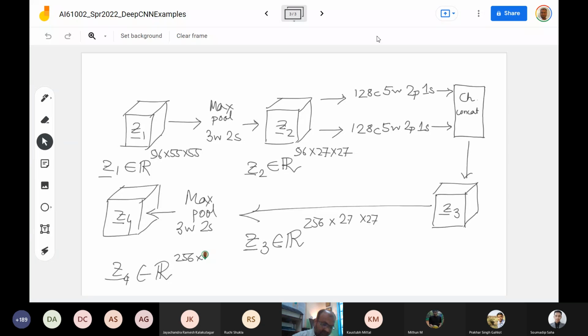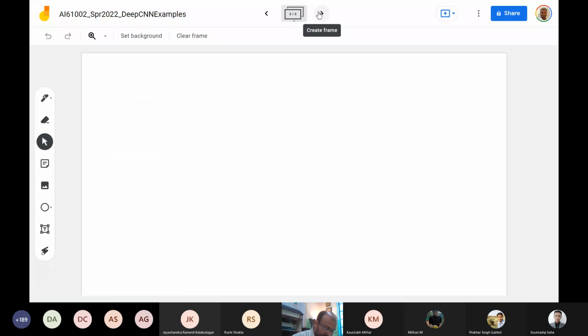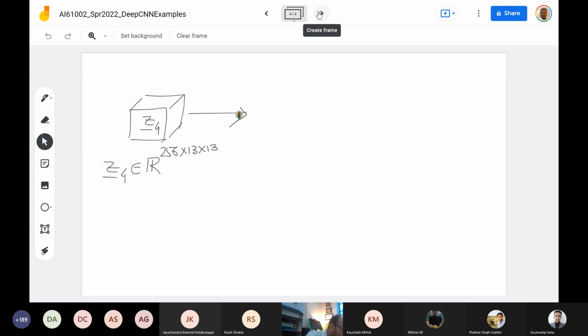Okay. So now from here, I take my Z4 tensor and pass it again through two convolution layers. The convolution layers will be 384 divided by 2.